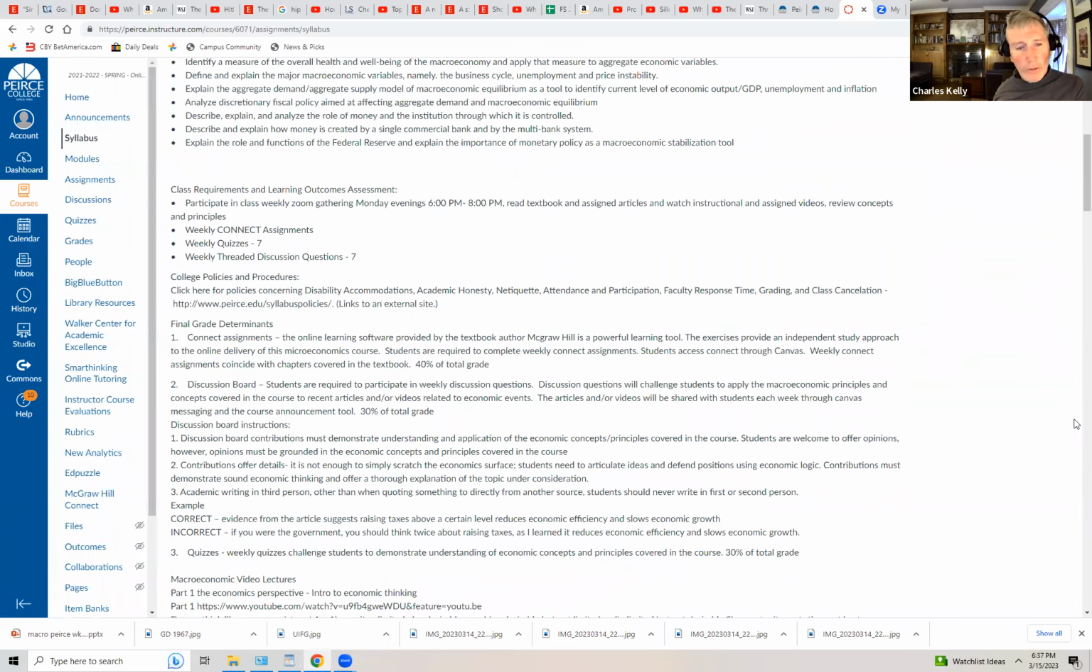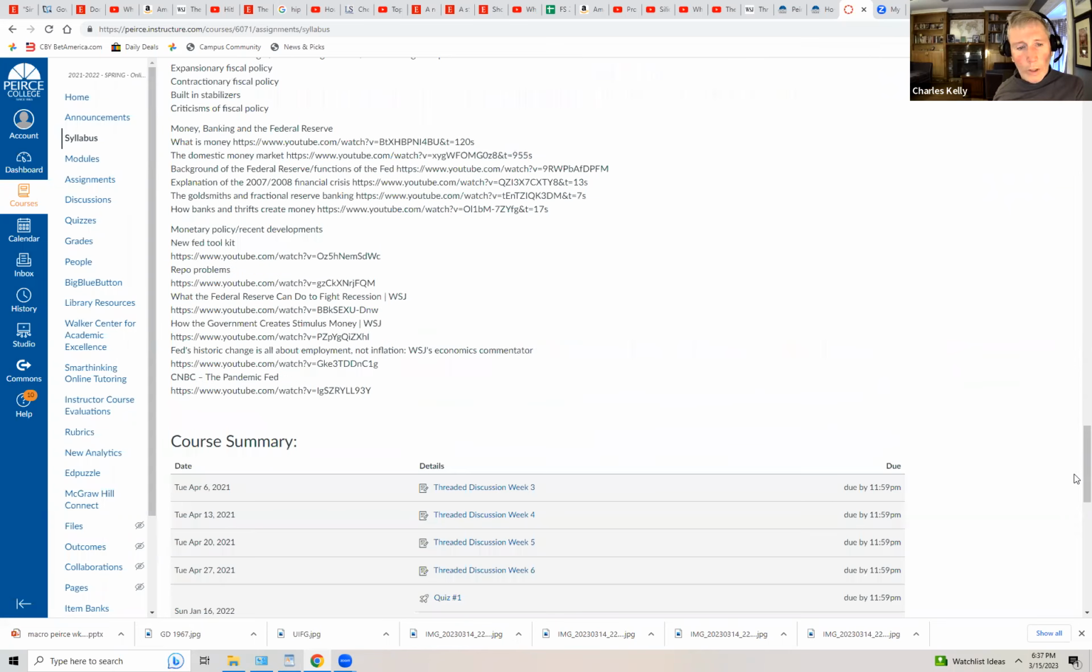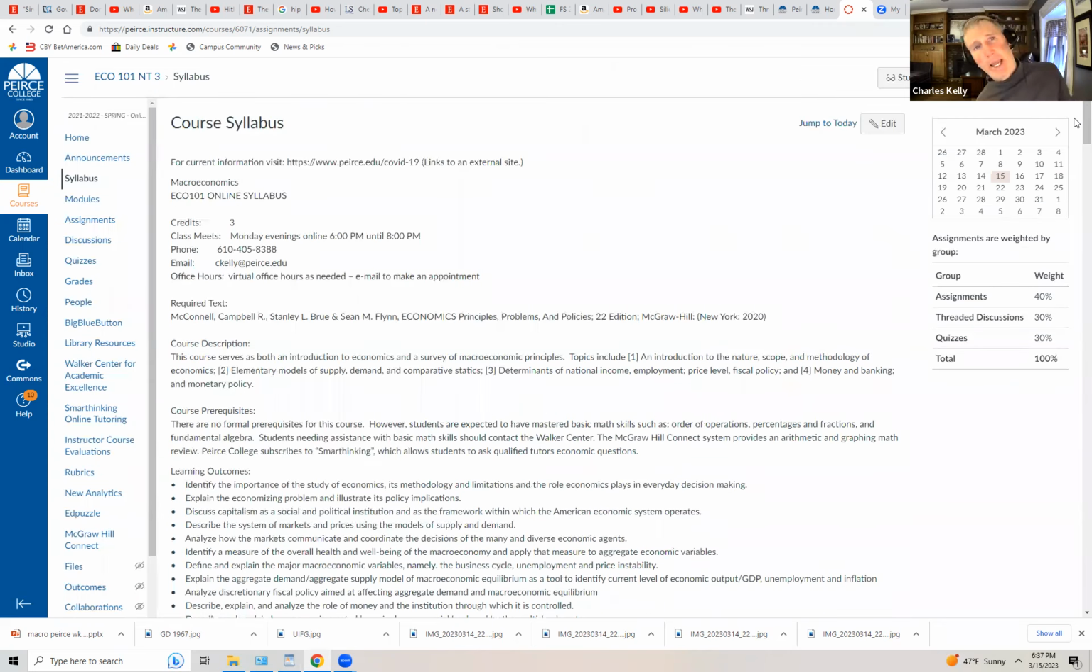And then this outlines what we'll be doing, but it's very simple as far as what you're responsible to do. Every week we have the same three academic exercises. The course load for this class has been divided equally across the 7 weeks. So every week you need to do the Connect assignments, you need to take a quiz, and you need to participate in the discussion questions. So let's talk about those in more detail, all right?